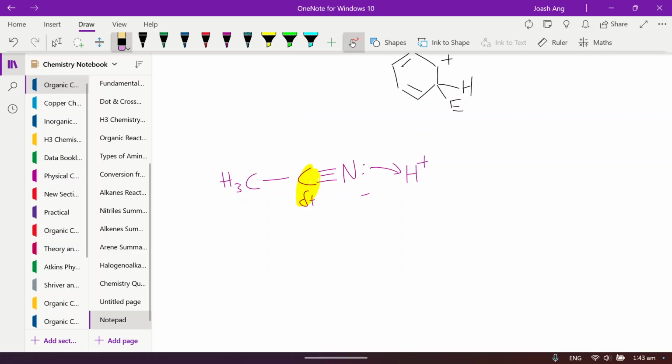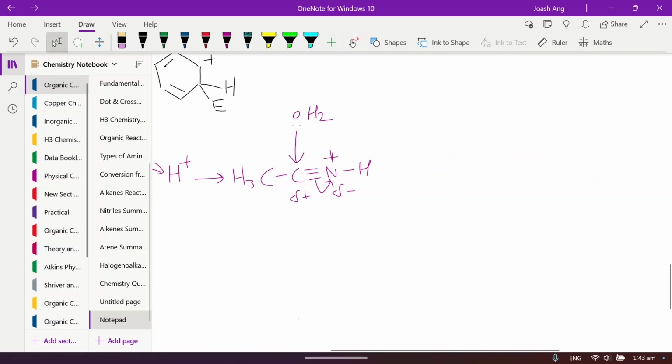So this one will be a positive charge. Okay. My water molecule attacks, and thus this causes this to form. Okay. Let the arrows do the work.